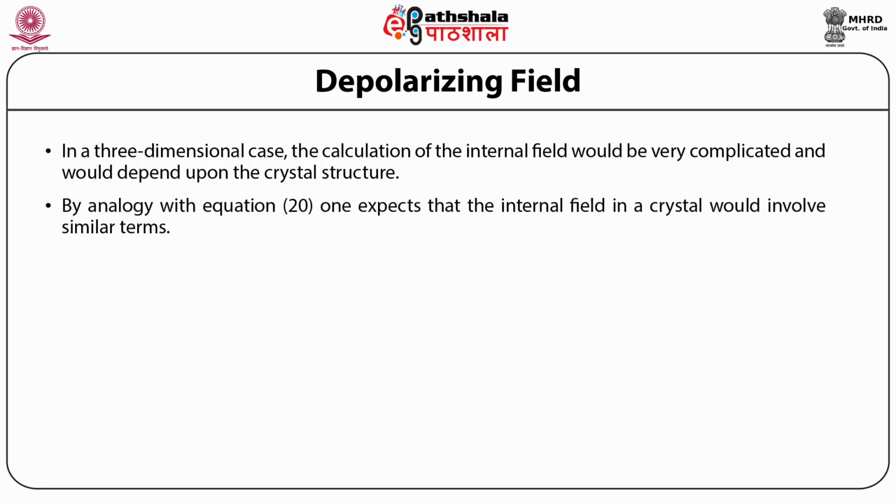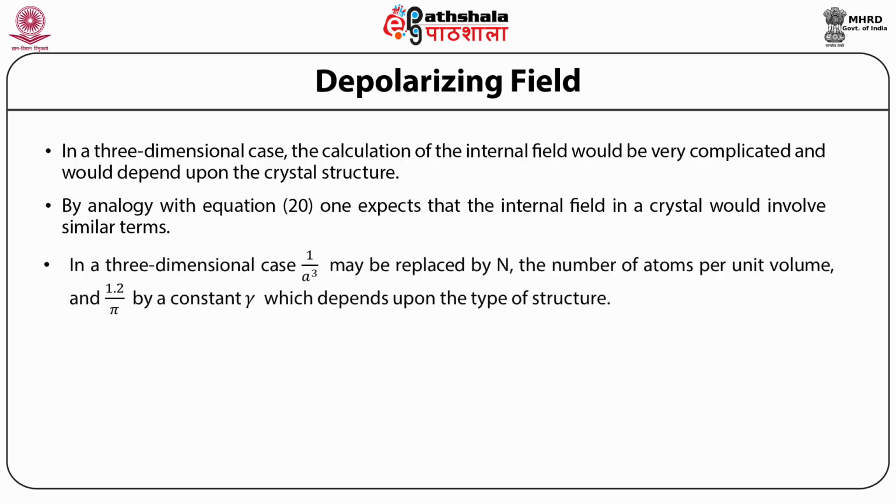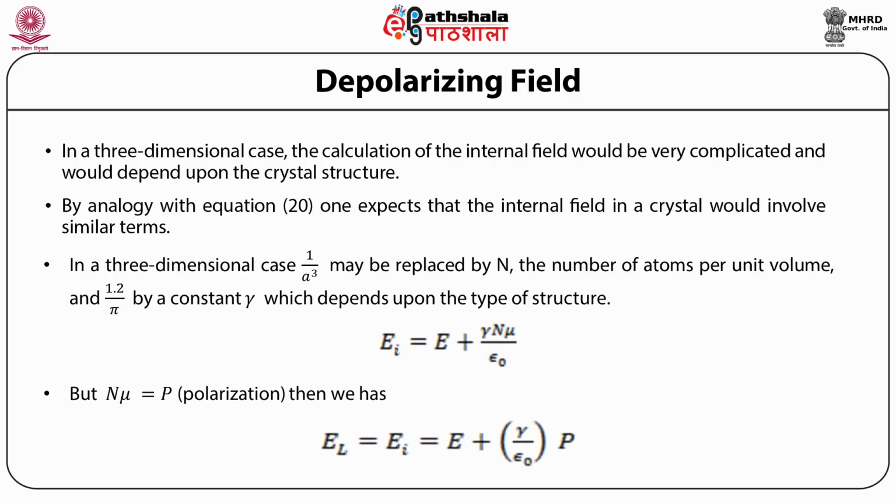In a three-dimensional case, the calculation of the internal field would be very complicated and would depend upon the crystal structure. By analogy with equation 20, one expects that the internal field in a crystal would involve similar terms. In a three-dimensional case, 1 by a cube may be replaced by n, the number of atoms per unit volume, and 1.2 by pi by a constant gamma, which depends upon the type of structure. Hence, E_I is equal to E plus gamma n mu by epsilon 0, but n mu is equal to P, the polarization. Then we have E_L equal to E_I, which is equal to E plus gamma by epsilon 0 times P. Gamma is called the internal field constant.